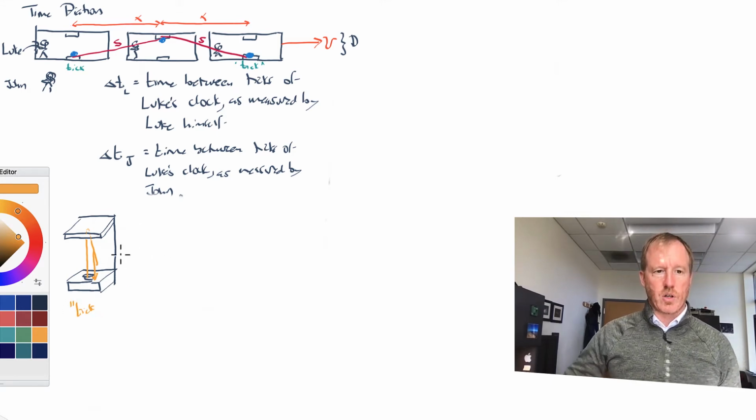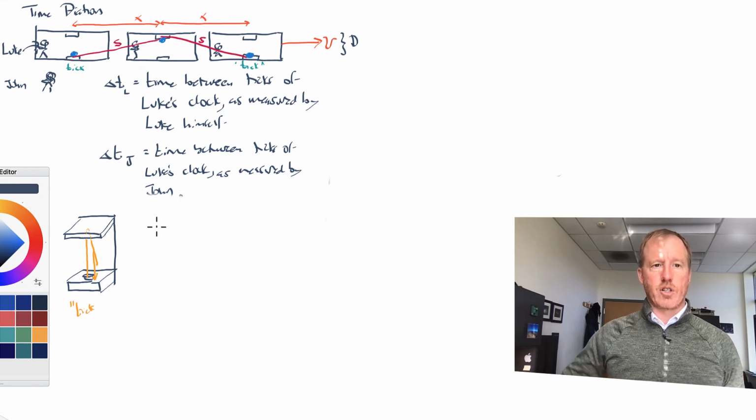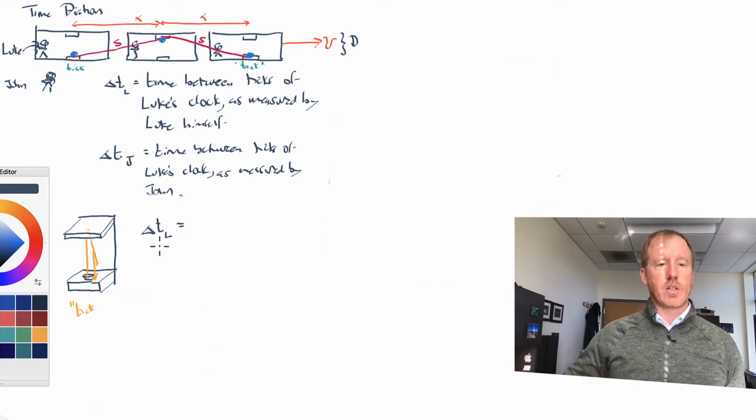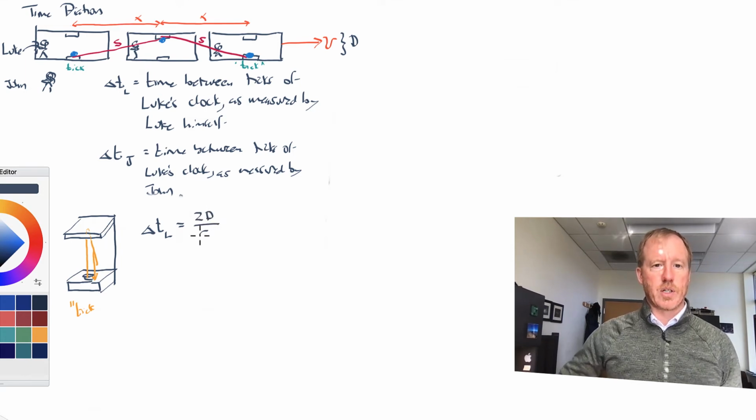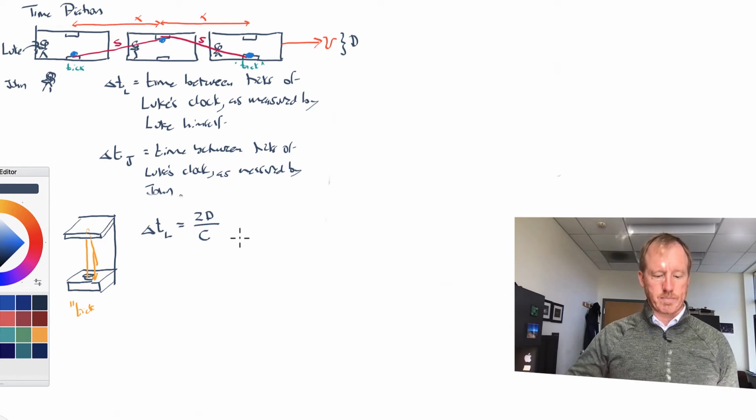Okay? So now if we substituted this clock for the clock on the ship, how would the situation change? Well, the time between ticks of Luke's light clock, according to Luke himself, would just be the distance that the light moves up and down, which would be, once again, 2d, divided by the speed of light, which is c. So that would be the time between ticks of this clock as measured by Luke.